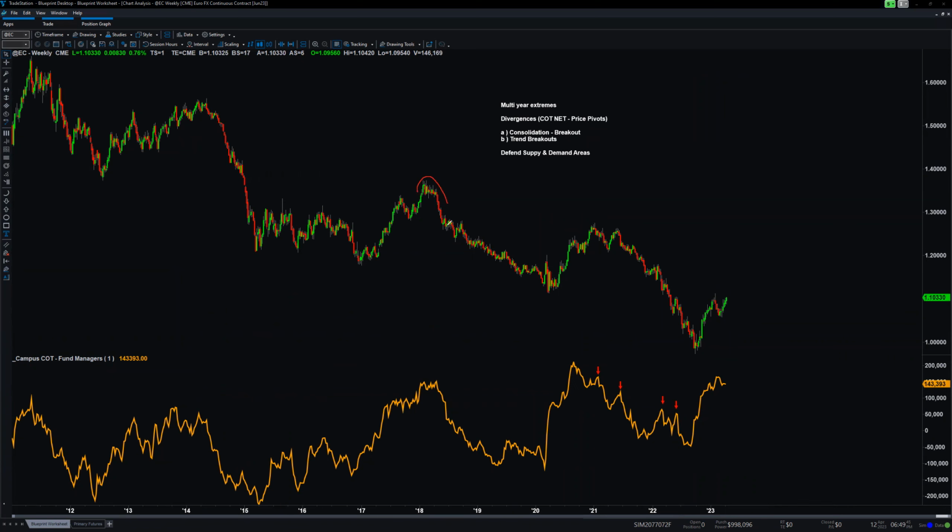And therefore, we may be able to short supply, short supply, short supply, until we get a break. And when we get a break, then we may be able to buy demand, buy demand, buy demand, until we again are breaking those consolidation areas. And then again, it's shorting supply, shorting supply, whether we get a handle on this or not, right?